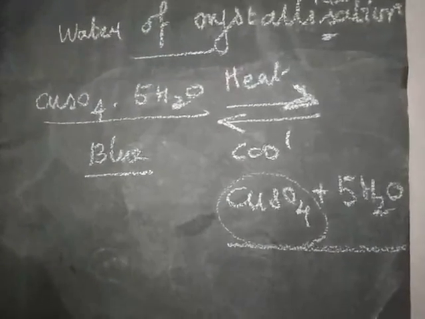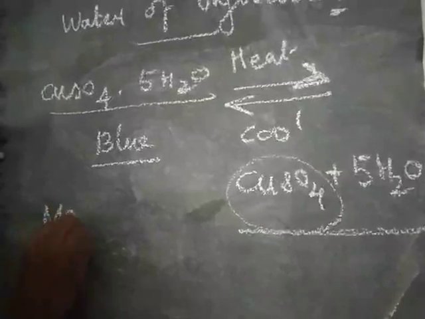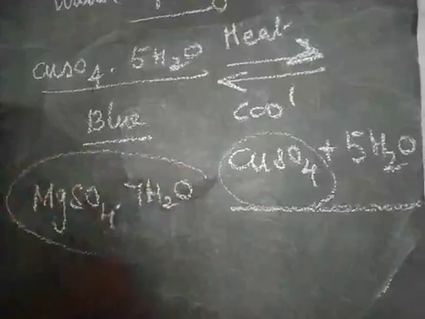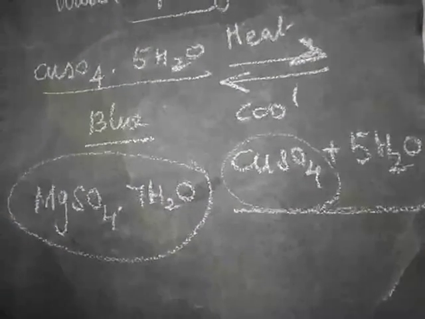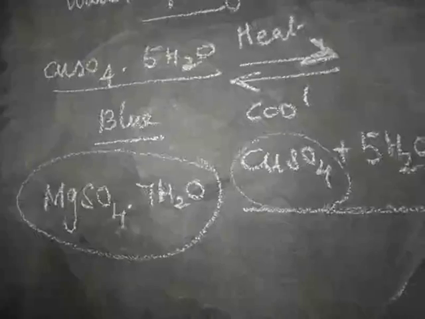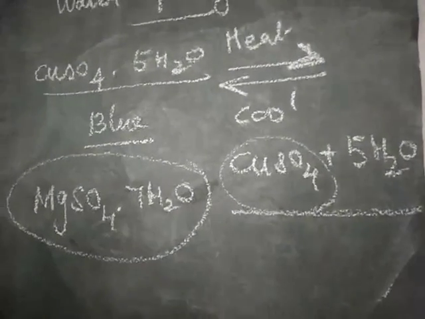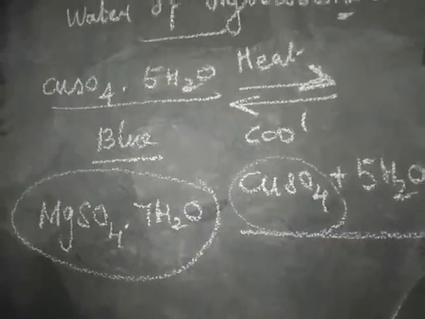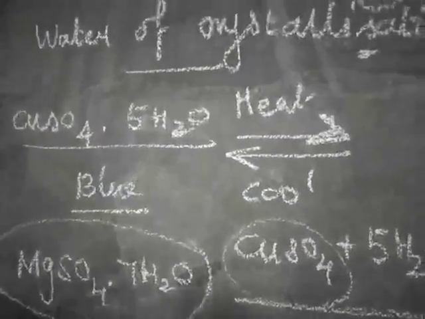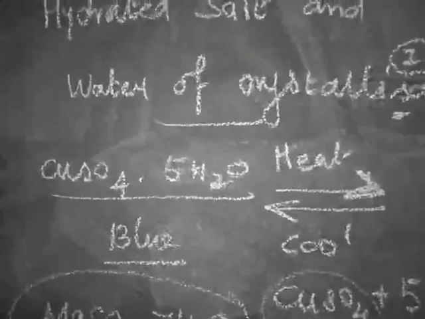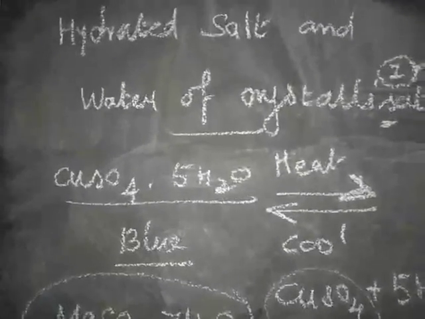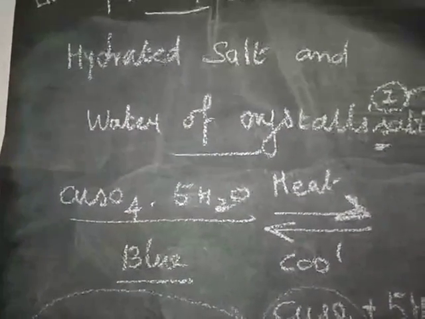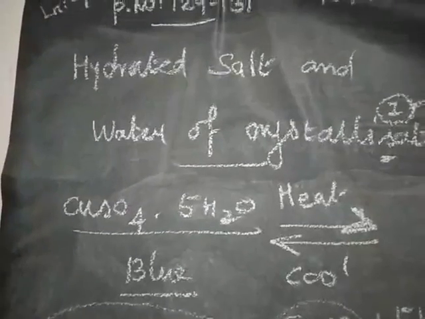In the same way, one more example is given in our textbook: magnesium sulfate heptahydrate. What is its chemical formula? MgSO4·7H2O. What is the common name of magnesium sulfate? Epsom salt. Similarly, the textbook gives the common names, chemical formulas, and IUPAC names of some hydrated salts, so go through them: blue vitriol, Epsom salt, gypsum, green vitriol, white vitriol.